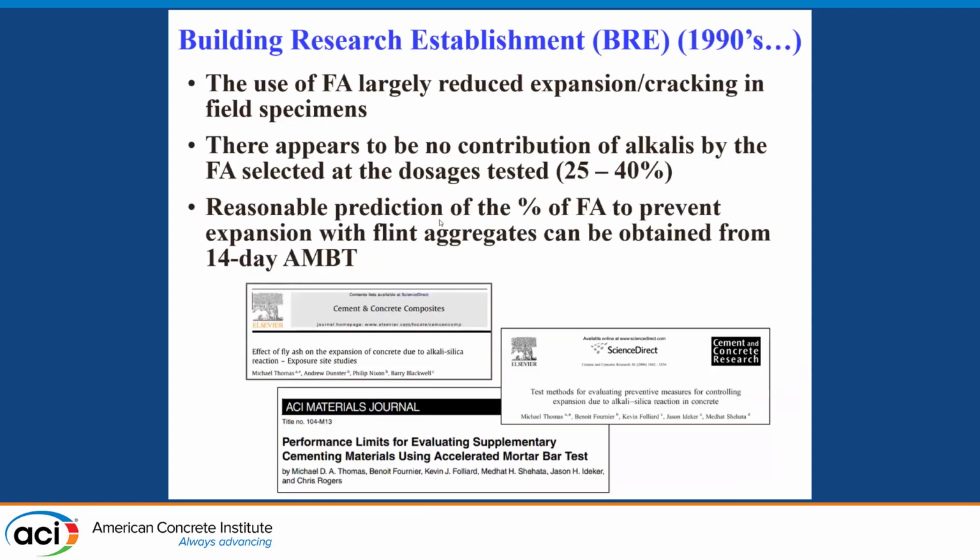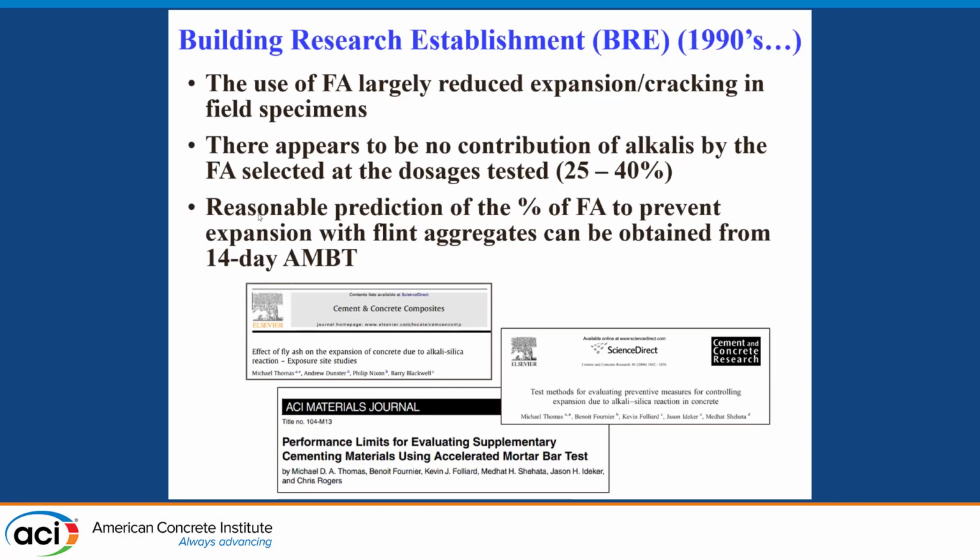And from those studies, basically the main conclusion was that the use of fly ash was very efficient in reducing expansion and cracking in the field specimens. There appeared to be no contribution of alkalis by the fly ash selected at the dosages tested, which were 25 and up to 40% of the high alkali cement. And the fly ash at that time had an alkali content of about 3.5 to 4%.